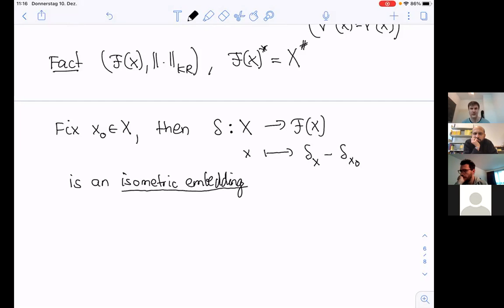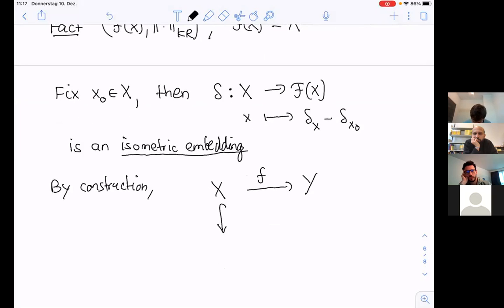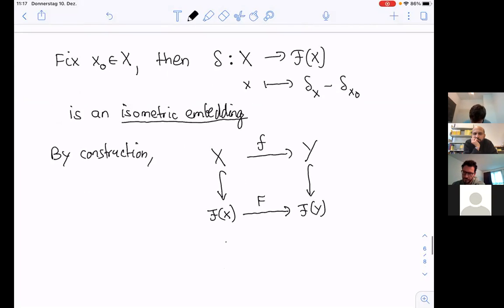And yeah, okay. And then by construction, when we have a Lipschitz map from X to Y, and we have those delta embeddings f of X, then f of Y, then here we can take f of nu, which is just a push forward measure.